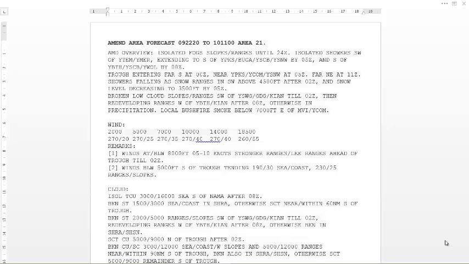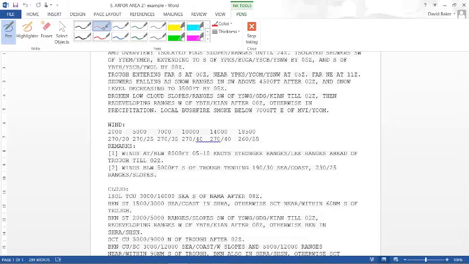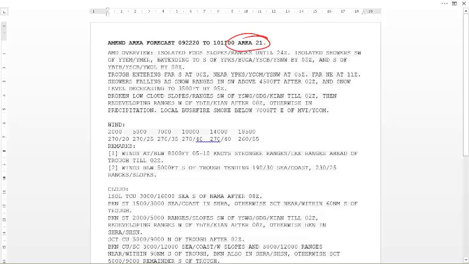Today I'm going to show you how to read the basics of the weather report. Now these weather reports are provided through the Bureau of Meteorology and Air Services Australia, and so they're easy to obtain. The area we're interested in is Area 21, and that's clearly indicated at the top of the report.